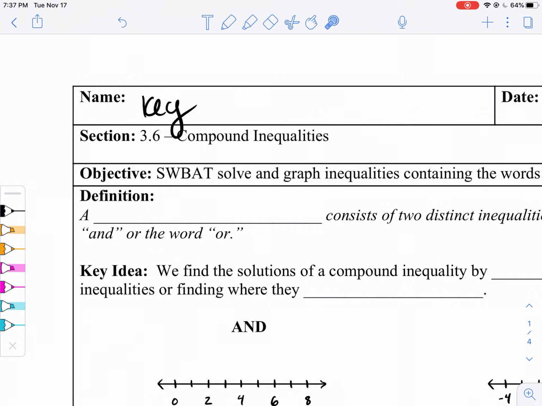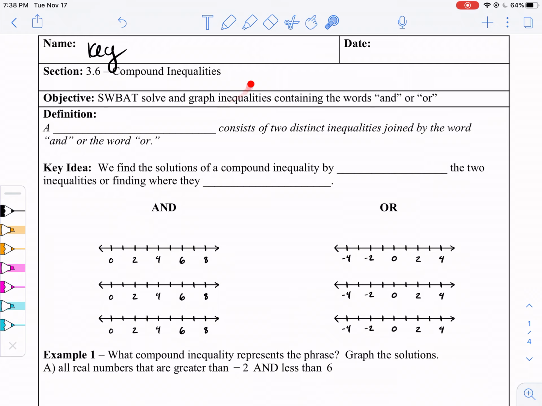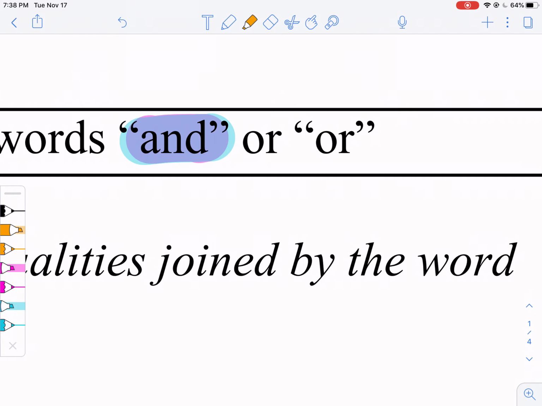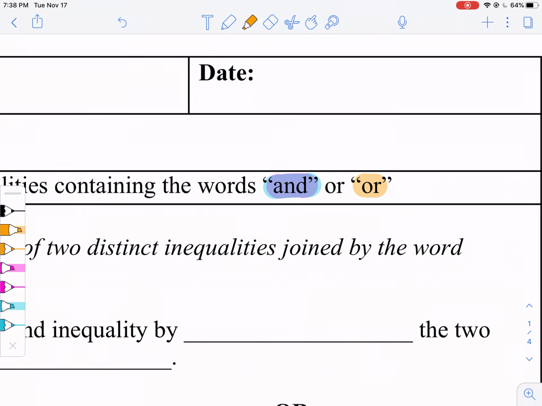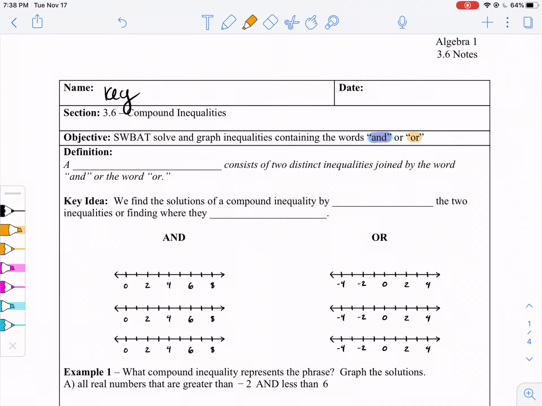Oh, hey, welcome to your Chapter 3, Lesson 6 lesson on compound inequalities. By the end of the day, you'll be able to solve and to graph inequalities containing the words "and" or "or." Ta-da!